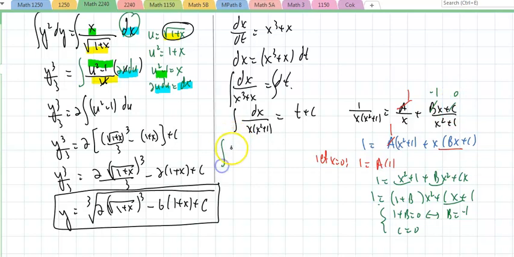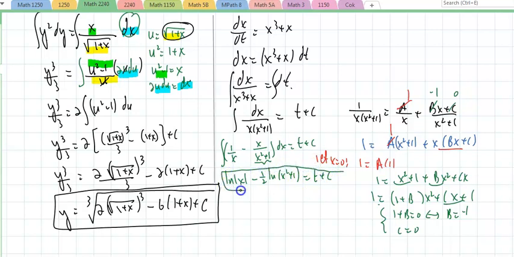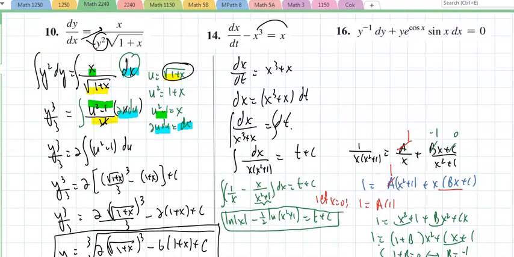This tells me this is the integral of 1 over x minus x over (x squared plus 1) dx equals t plus c, natural log of x minus, if you let u equal x squared plus 1, du will be 1/2. So that's 1/2 natural log of (x squared plus 1) equals t plus c. And since I can't solve this equation for x, you could leave the answer like that. You could combine those and play with it, but it's going to be very hard to solve for x. That's not a problem. That would be the answer for this problem.